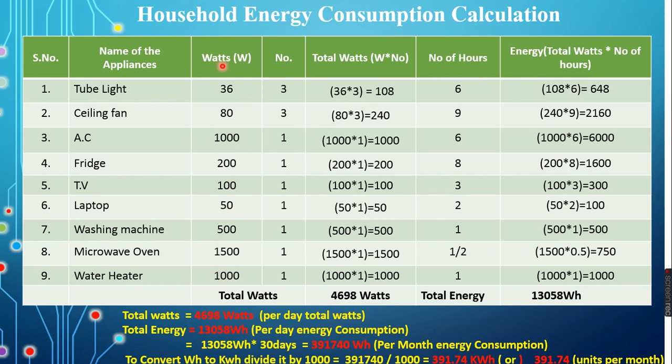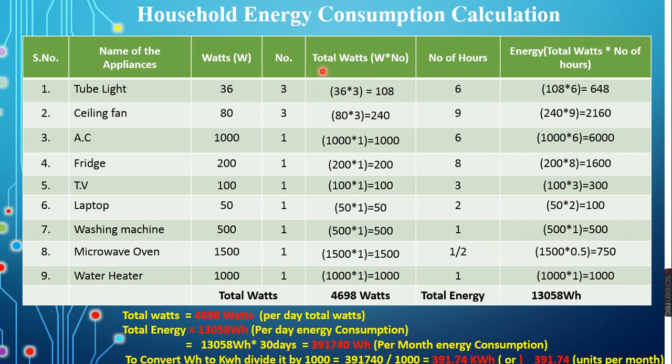The fourth column is where we specify the numbers, that is the quantity. How much quantity we are using for this calculation. For the tube light the quantity is 3, and for the ceiling fan the quantity is 3. Other appliances will be 1. That is 1 number of quantity is used here.